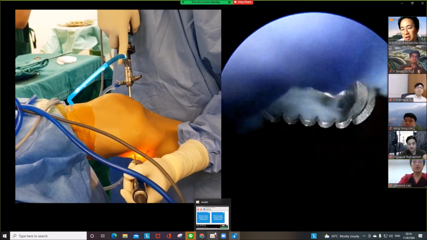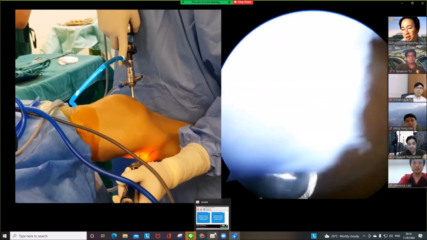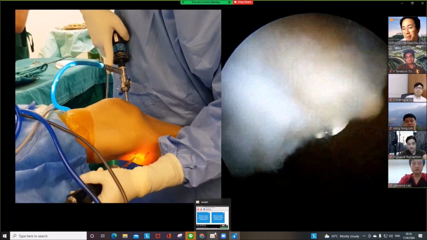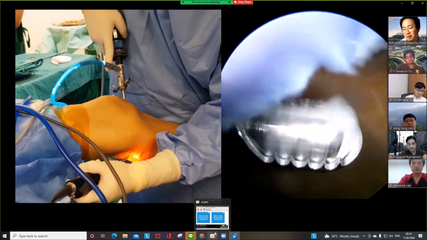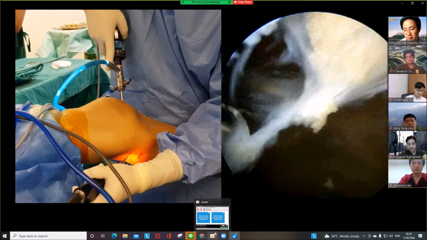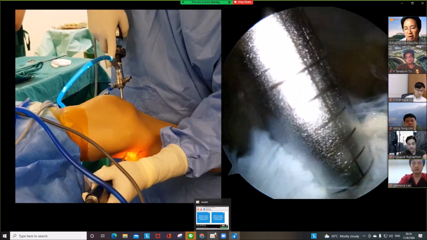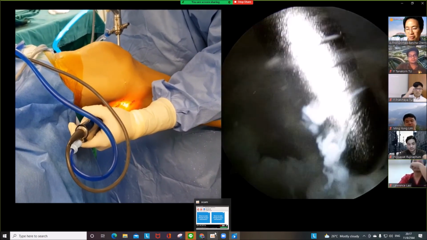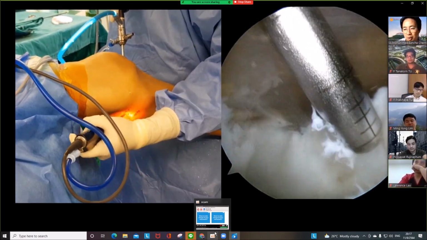And always change to a 70-degree scope. Switch the cannula to see better, because you can have some blind spots using 30. 30 is good if the view is in front of you. The 70-degree scope can see a wider view.